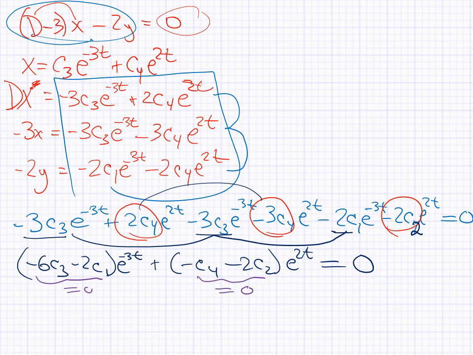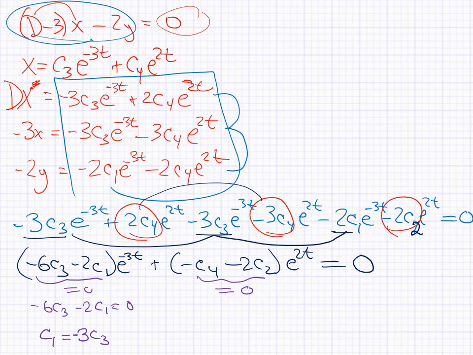So that will give me that either C1 or C3. It doesn't matter which one we solve for, honestly. This would tell me that negative 6C3 minus 2C1 has to equal 0. So if I solve for, say, C1, I would get C1 equals negative 3C3.